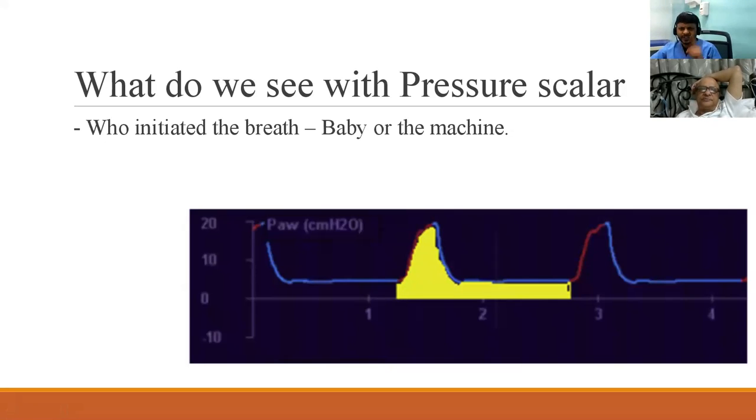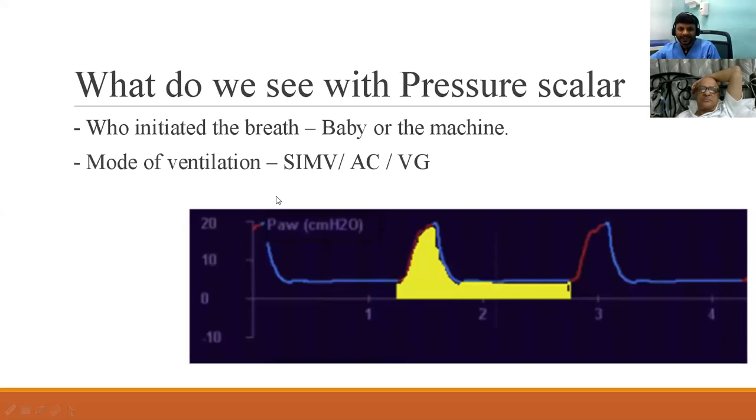Now, what is the first thing that this particular scalar will tell me? It tells me whether the baby initiated the breath or the machine initiated the breath. Or in other words, is it a mandatory or controlled breath, or is it an assisted breath to the baby's breathing? So every machine will have its own color code. In this particular machine, this red breath is probably a machine derived breath where the baby is not breathing at all in this scenario. If the baby breathes, then it will have a different color, like in this particular machine, it is going to be yellow.